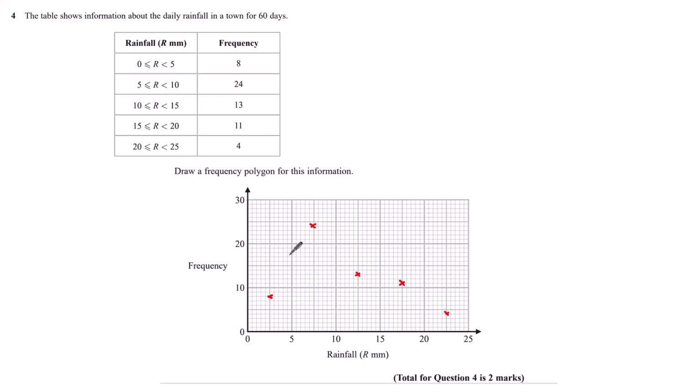Now when we join these on a frequency polygon, we use straight lines, and we do not need to join it to these axes. And so plotting our straight lines completes our frequency polygon.